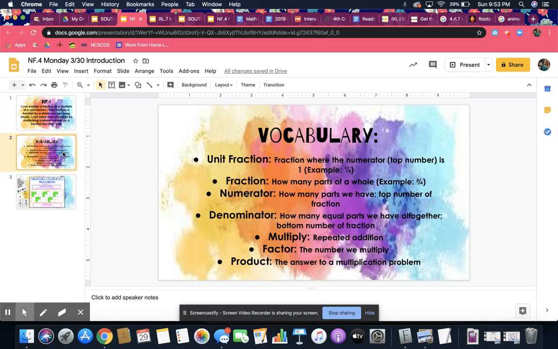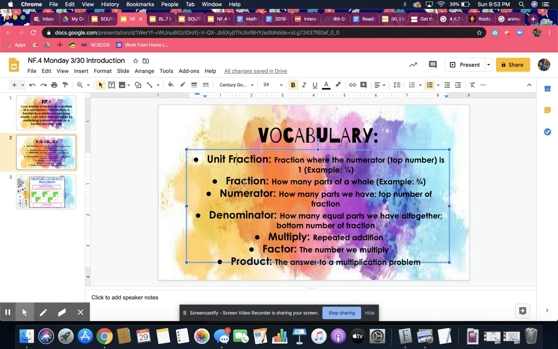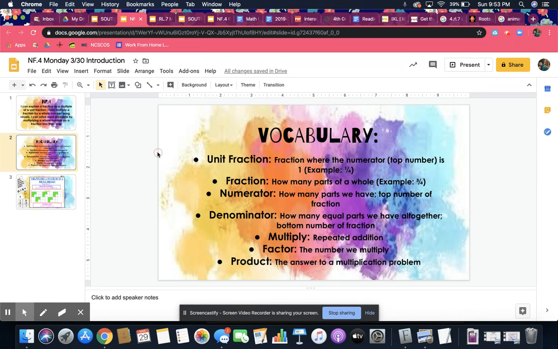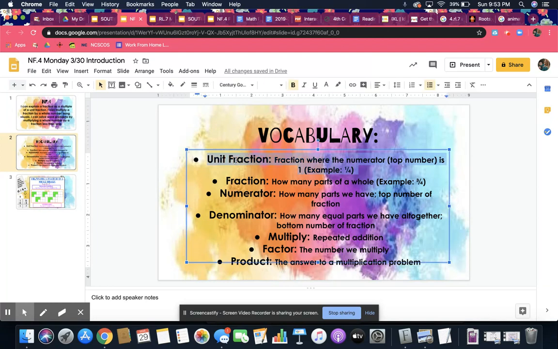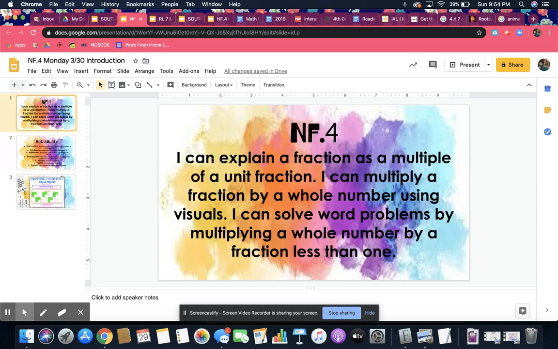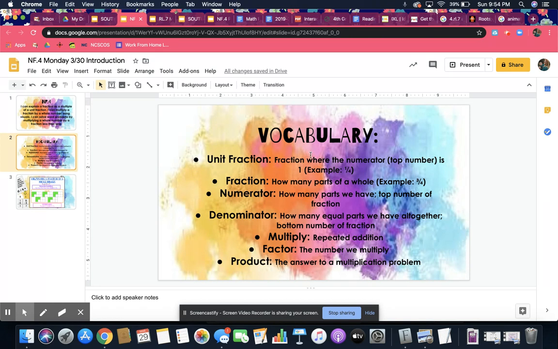Okay, so we are going to go to our vocabulary. Now there are 1, 2, 3, 4, 5, 6, 7 words that I have on here that you will most likely need to remember. Like I said in the previous slide, a unit fraction is a fraction where the numerator, and remember the numerator is the top number, is 1. So an example of a unit fraction is 1/4. So let's go back to that I can statement. Remember I said a fraction as a multiple of a unit fraction. So your unit fraction is a fraction that has the numerator of 1.